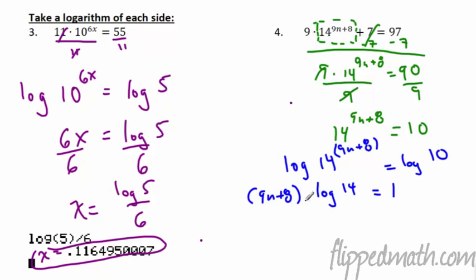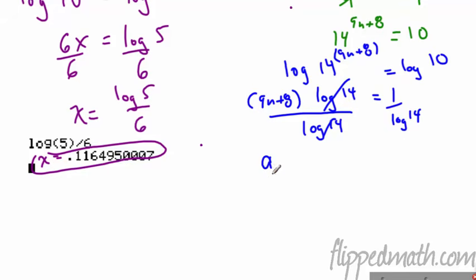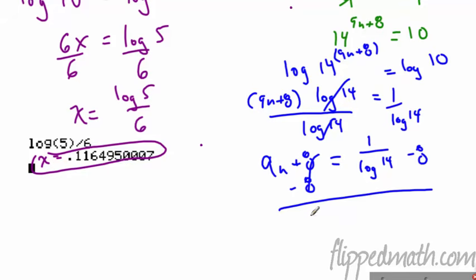All right, so now what do we have to do? We have to get rid of this log of 14 thing. So we divide both sides by the log of 14. Okay, they cancel out. What are we left with now? We get 9n plus 8 is going to equal, because they cancel, 1 over the log of 14. Now at this point, you can go into decimals if you want. I'm going to subtract 8 from each side. Okay, that would cancel out. We're going to get 9n is going to equal 1 over the log of 14 minus 8. And then I've got to divide that whole thing by 9.